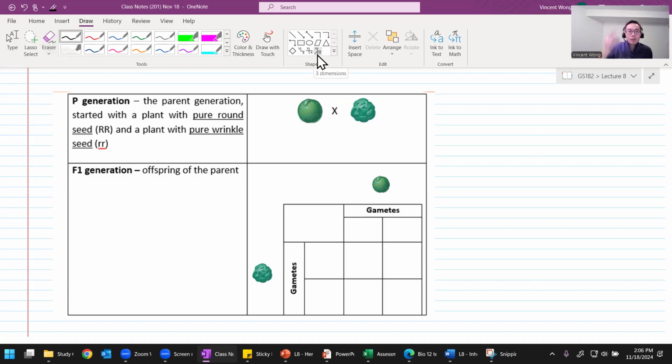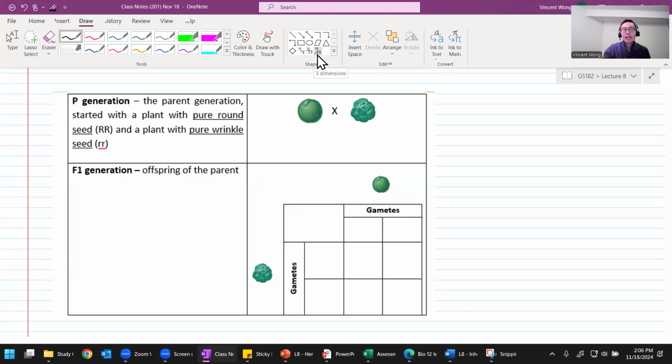So how does he know it's pure? Sorry, how does he know it's big R, big R, and not big R, small r? Long answer made short. Basically, he took a plant and then he self bred the plant for several generations. And if it always produced round seed, then he assumed it is going to be a homozygous or pure round seed plant.